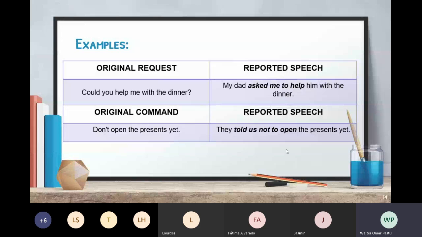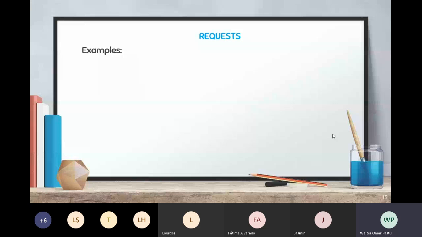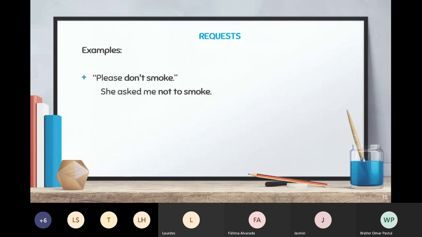In this one, you have to be careful. In my English B2, grammar B2, I saw a lot of people writing, they told us to not open. That is not correct. The not goes before the infinitive. They told us not to open the presents yet. Let's go one by one. Request, an example. Please don't smoke. So how do we change it? She asked me not to smoke. So you see, in this case, we only use the negative, not to smoke. Not, she asked me to not smoke. That doesn't exist.